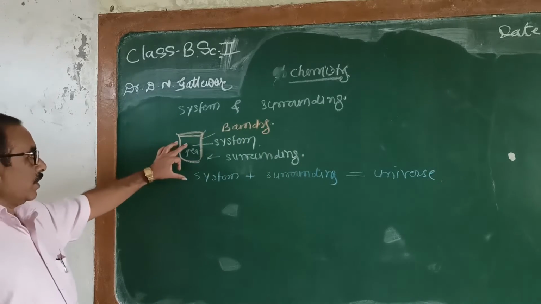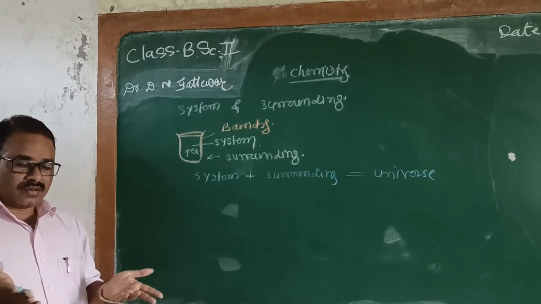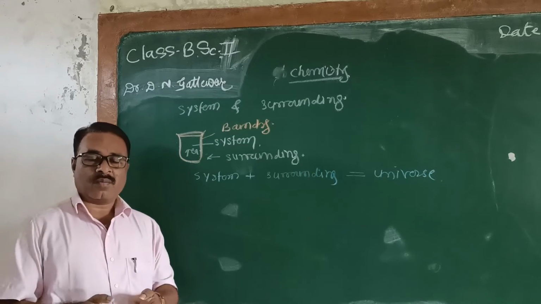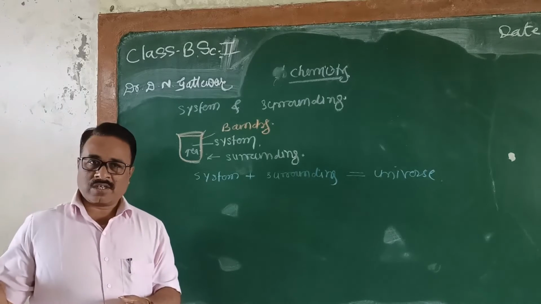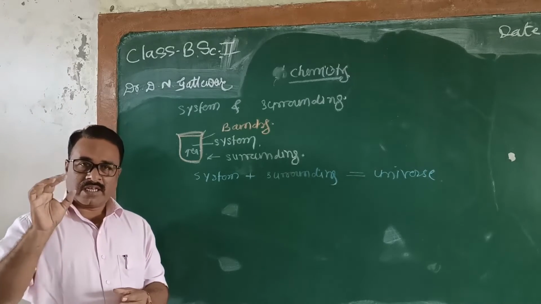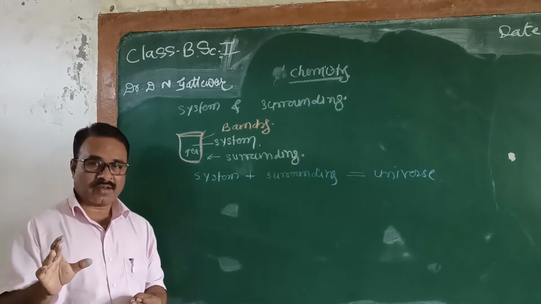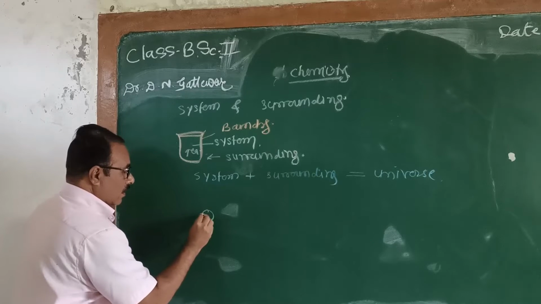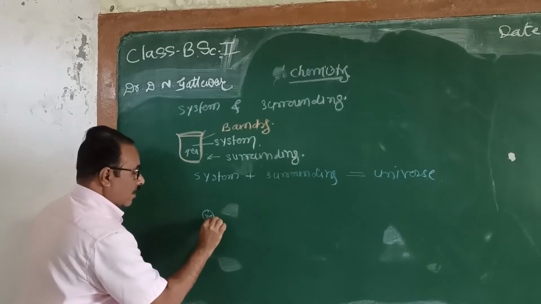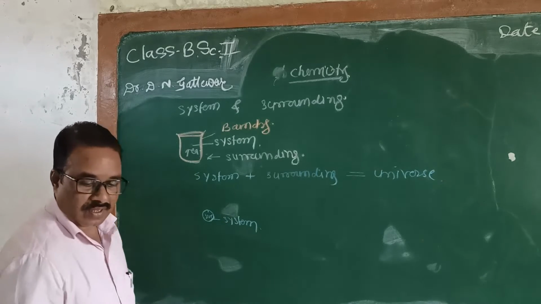So this is just an example to learn the system and surrounding. Now suppose we are going to learn about the solar system. In the solar system, there is the sun. We are studying the solar system, therefore the sun is our system here.